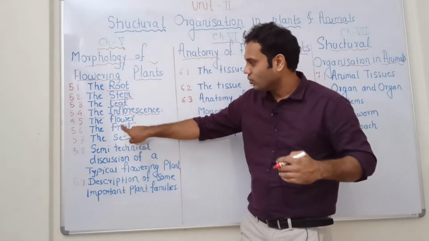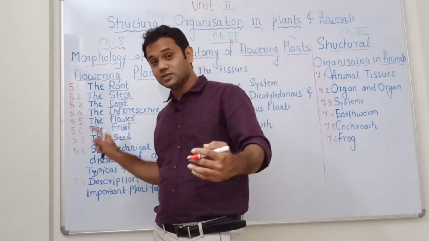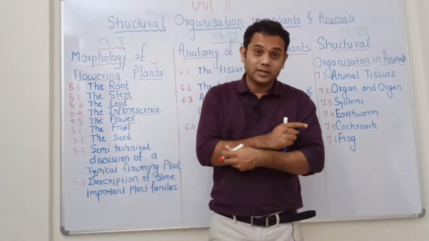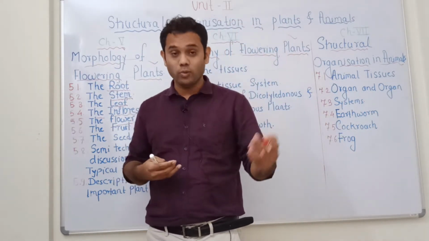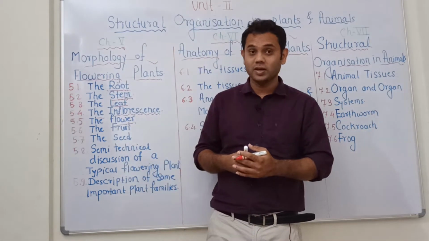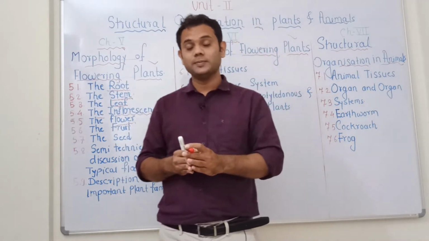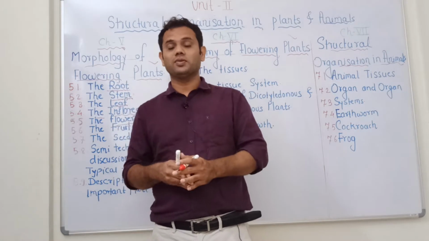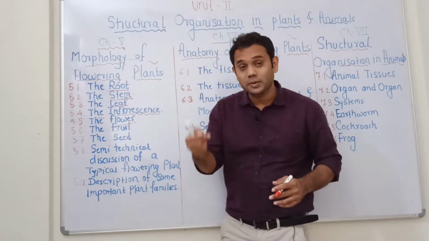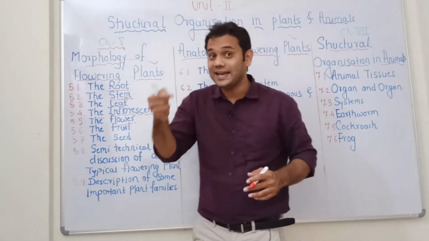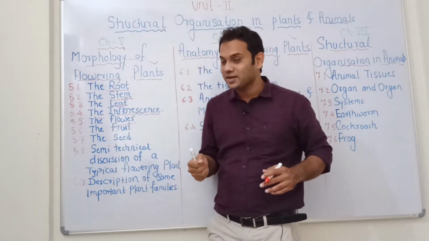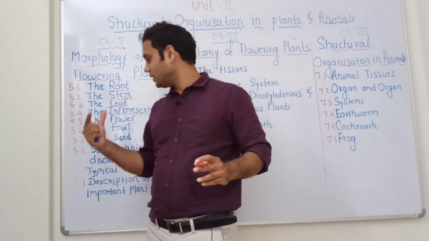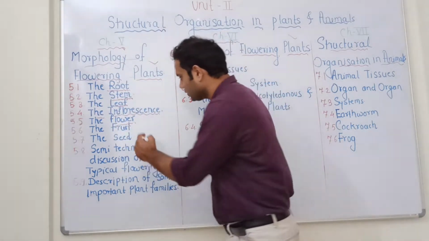So what are the different types of flower? What is an actinomorphic flower, a zygomorphic flower? The symmetry of the flower. Then the parts of a typical flower: what is calyx, what is corolla, what is androecium, what is gynoecium? All this stuff will be discussed in the topic of the flower.